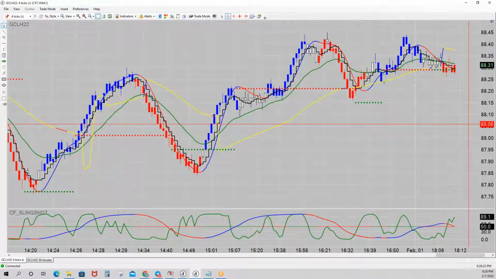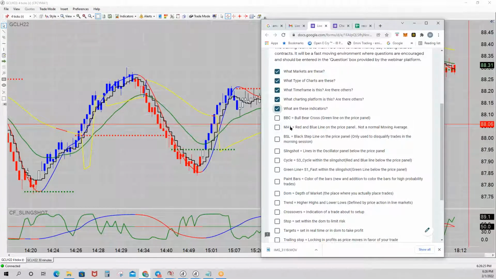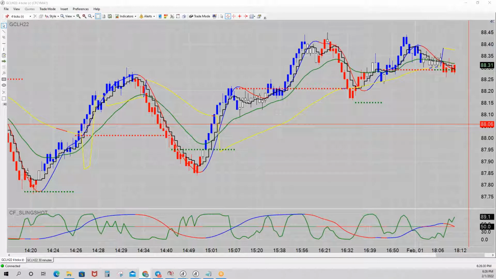Well, the next thing is called the MA1, the red and blue line on the price panel. It's not just a normal moving average, even though we call it MA1. It's just an acronym. When the MA1, the red and blue line here on price, crosses above the BBC, that's an indication that you should start looking for long opportunities or buying opportunities. When it crosses below the BBC, that's an indication that you should start looking for selling opportunities or shorting opportunities.